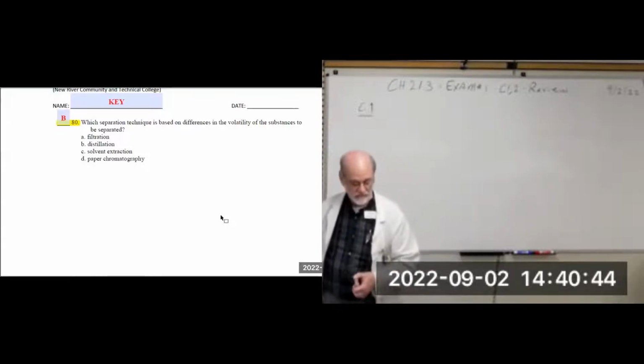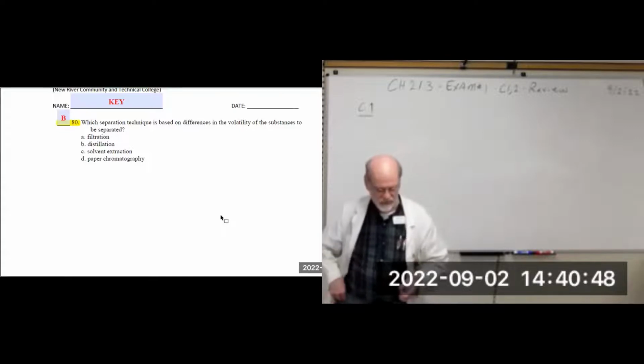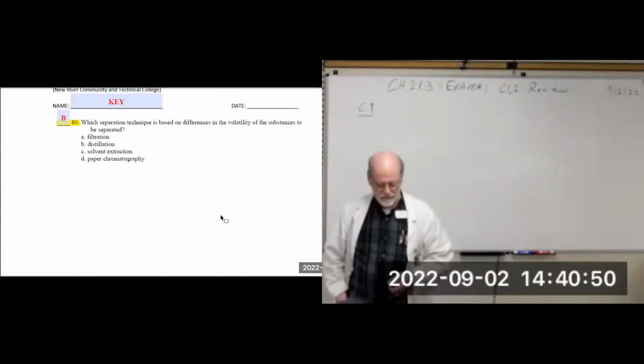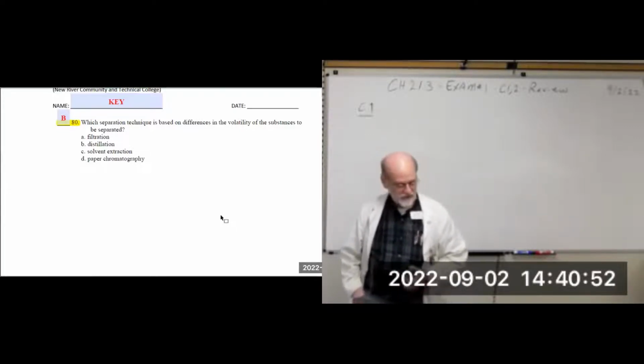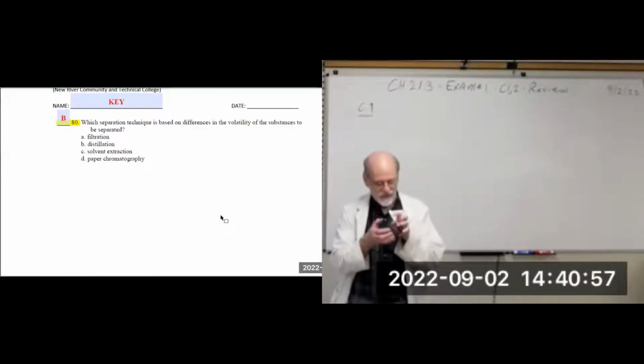Solvent extraction, you can separate two liquids also. I did that for my master's. But it was a pretty involved process, and you have to get the mixture of your solvents exactly right to make the separation.